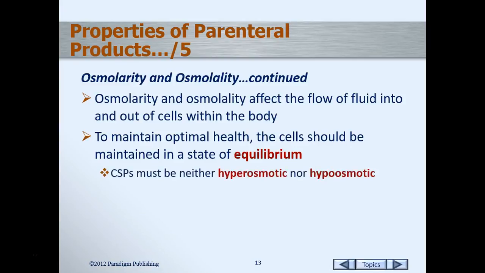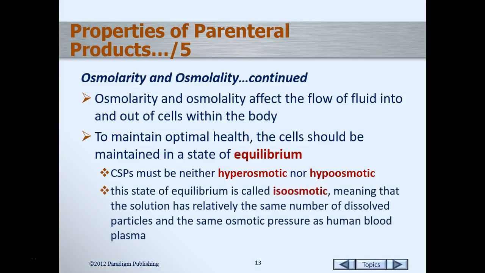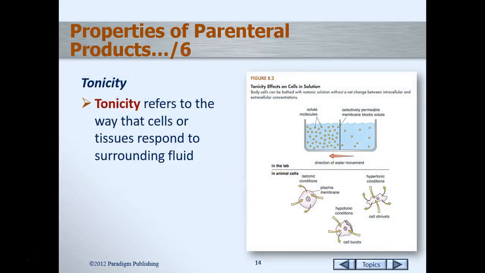Compounded sterile products have to be what we call isoosmotic. So we don't want to have too much pressure, or hyperosmotic, or not enough, which is hypoosmotic. So that state of equilibrium, like I said, is isoosmotic. That means that the solution has relatively the same number of dissolved particles and the same osmotic pressure as our blood plasma. And that's important for healthy blood cells.